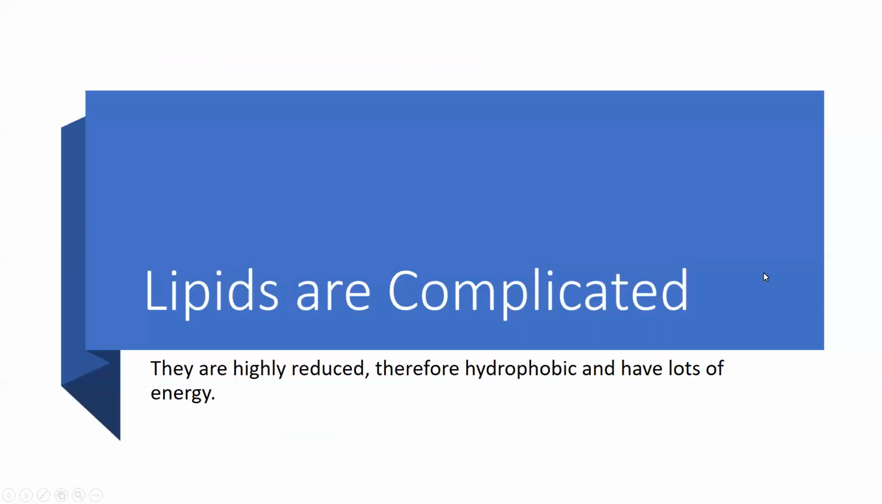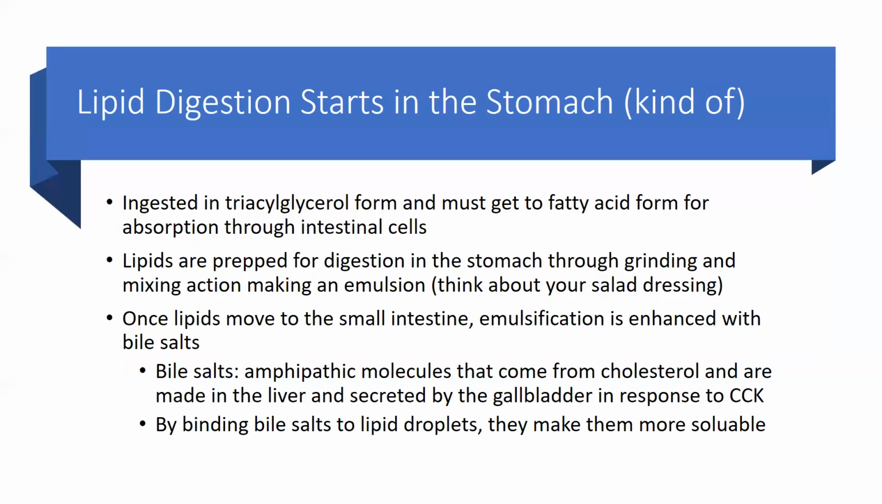Okay. Lipids are more complicated for digestion. Proteins and carbs are easier. It's because lipids are highly reduced, so their hydrophobic nature makes them a little harder to break down. And they also have a lot of energy, so we want to break them down.